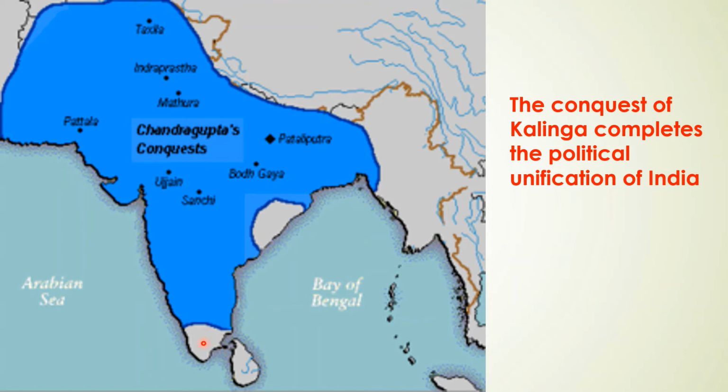And the second reason, the existence of a powerful independent state touching upon the Mauryan territory was like a direct threat to Mauryan imperialism. As Kalinga was growing stronger and stronger day by day, it was a direct threat to the Mauryan Empire.